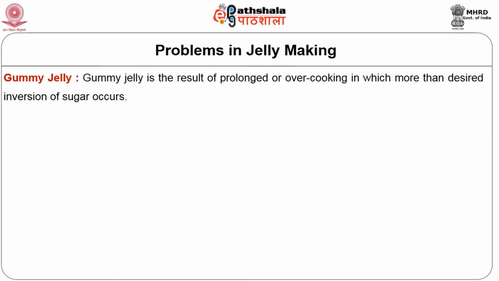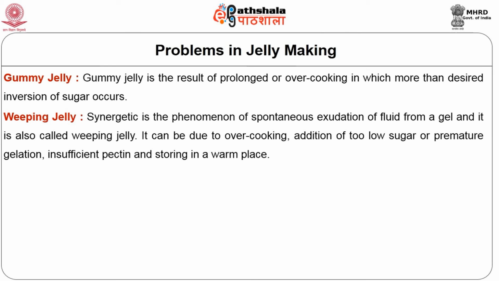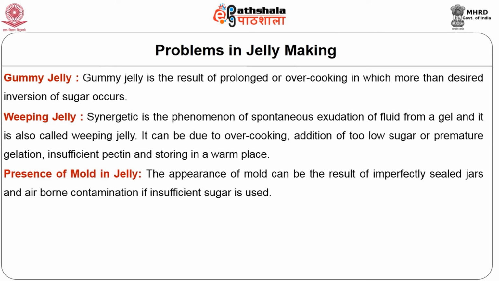Gummy jelly. Gummy jelly is the result of prolonged cooking or overcooking in which more than the desired inversion of sugar occurs. Weeping jelly. Syneresis is the phenomenon of spontaneous exudation of fluid from a gel, and it is also called weeping jelly. It can be due to overcooking, addition of too little sugar, premature gelation, insufficient pectin, and storing in a warm place.